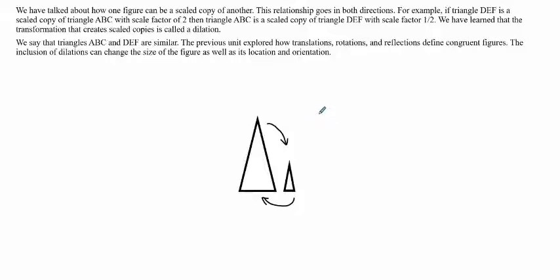So that's what similarity means. It means that it's the same shape, it's got the same angles, but the side lengths could be different. Side lengths have a scale factor, but it's the same shape. And again, they could be rotated, translated, and reflected, but they could also now be smaller or larger.